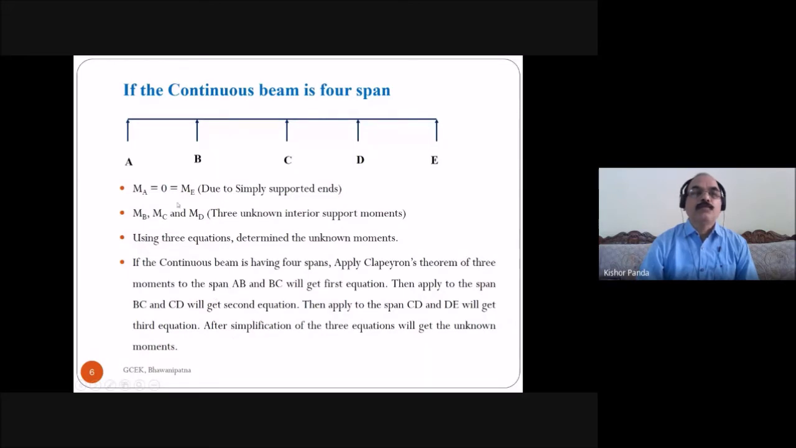First you have to apply Clapeyron theorem of three moments to the span AB and BC, and you will get one equation. Then apply it to the span BC and CD, and you will get the second equation. Then apply it to the span CD and DE, and you will get the third equation. After solving these three equations, you will find out the unknown support moments, MB, MC and MD.